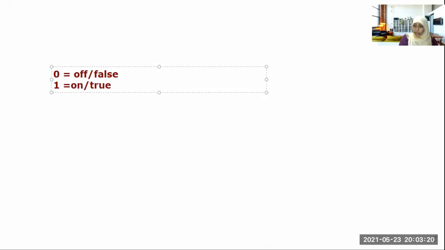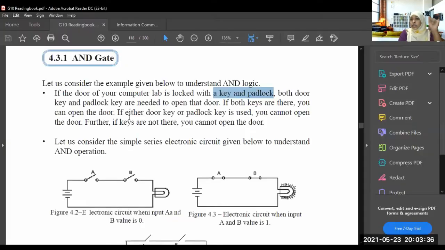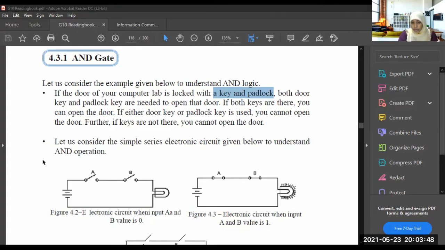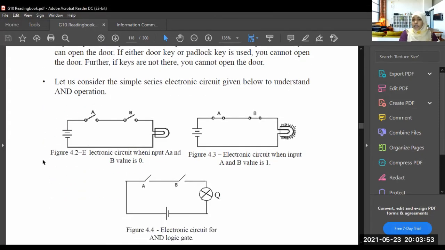Understood? As I told you, in logic gates there will be several inputs and one output. In an AND gate, if you are inputting, all the inputs should be 1 to obtain the output as 1. That is the rule. Now understood?